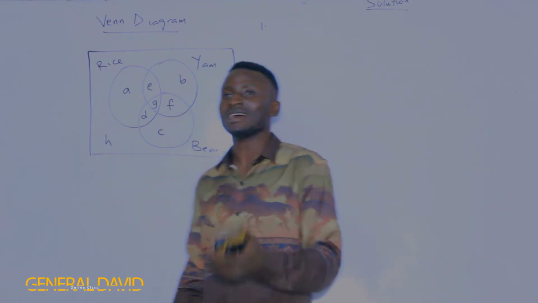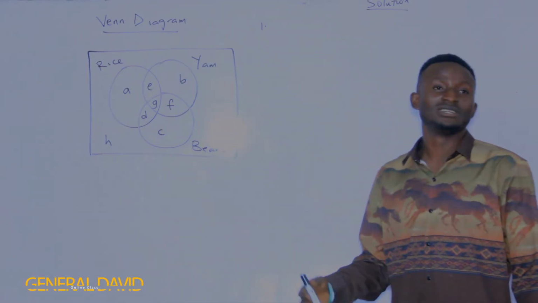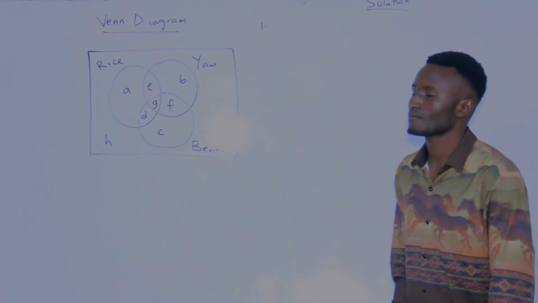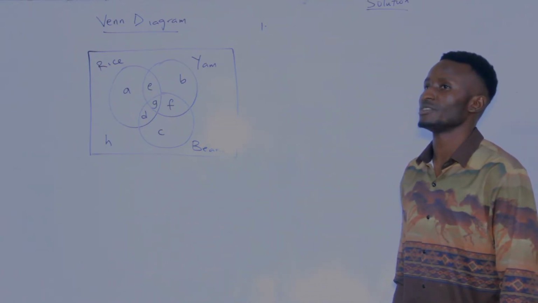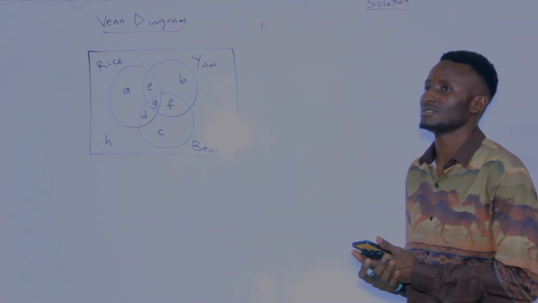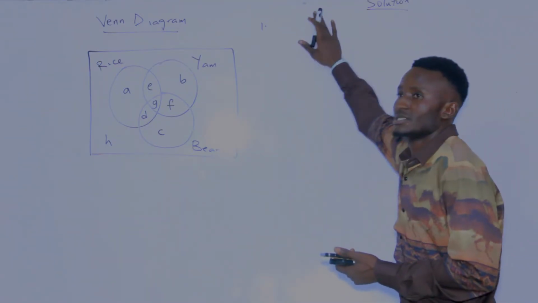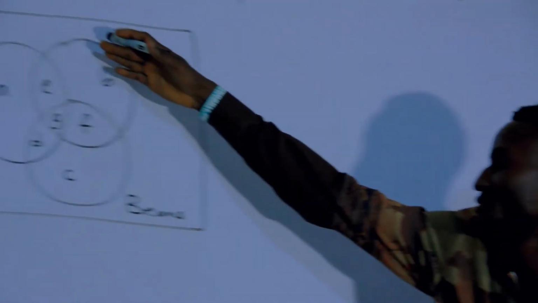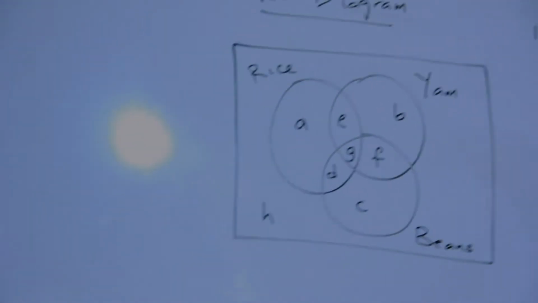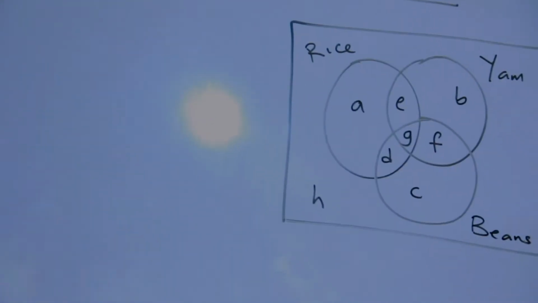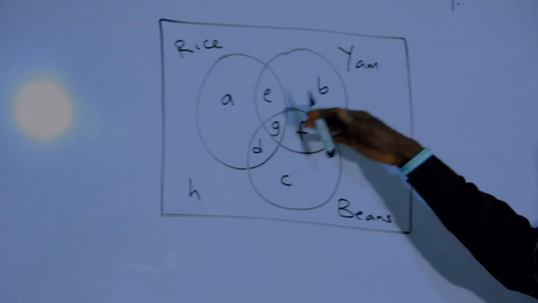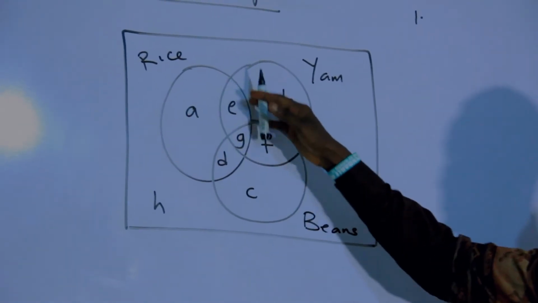Now, in this class, we'll be dealing with the solutions of Venn diagram. Now, the solution of the Venn diagram is checking this, given the solutions of this Venn diagram. Mind you, these are the food items at the party.